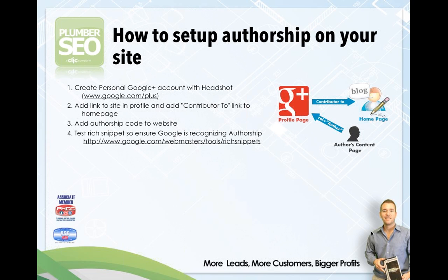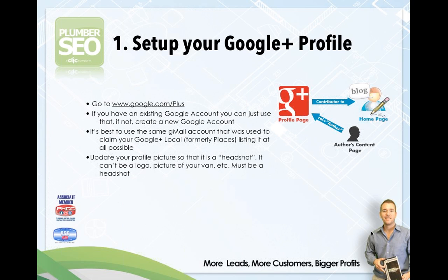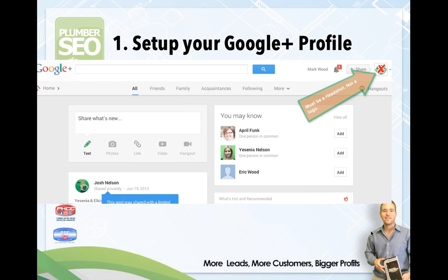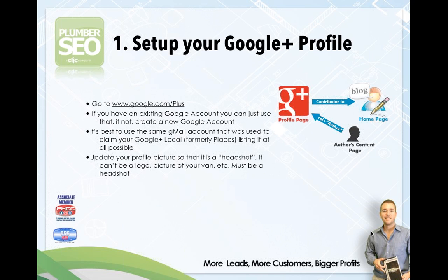So step one in this process of setting up authorship is to set up your Google Plus profile. And to set up a Google Plus profile, you would just go to google.com/plus, and you get to a screen that looks like this. It's going to ask you to log in, and so you have the option to log in with an existing Gmail account or create a brand new account. I'm going to suggest if you have an existing account, you want to use that for setting up your authorship, for setting up your Google Plus listing.